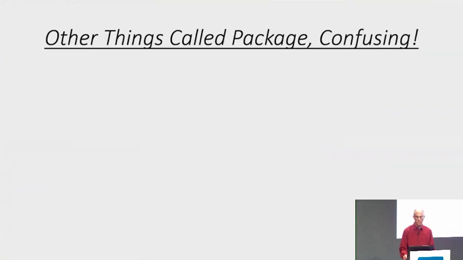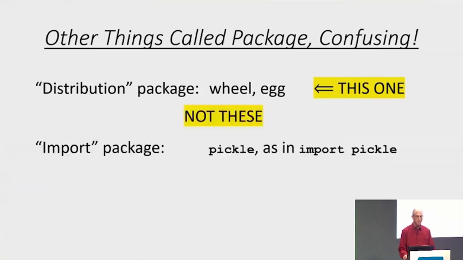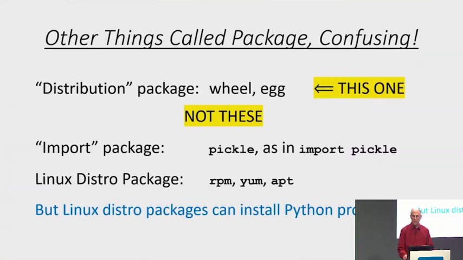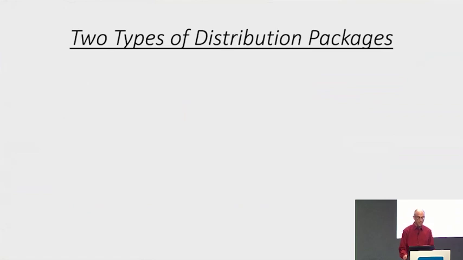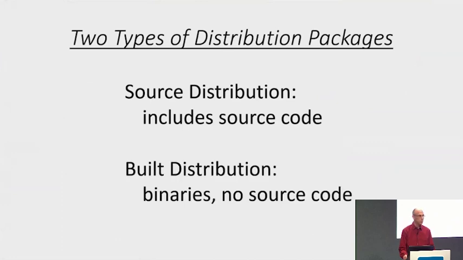Now, there are other things that are called packages. What we're talking about here is a distribution package. We're distributing our product. That's what we want. It's not an import package. That's the Python concept, where a package is a collection of modules. It's not a Linux distro package, although you could use Linux distro packages to install programs made from Python. And then on top of that, there are two types of distribution packages: the source code or binaries without source. And that's called a built distribution.